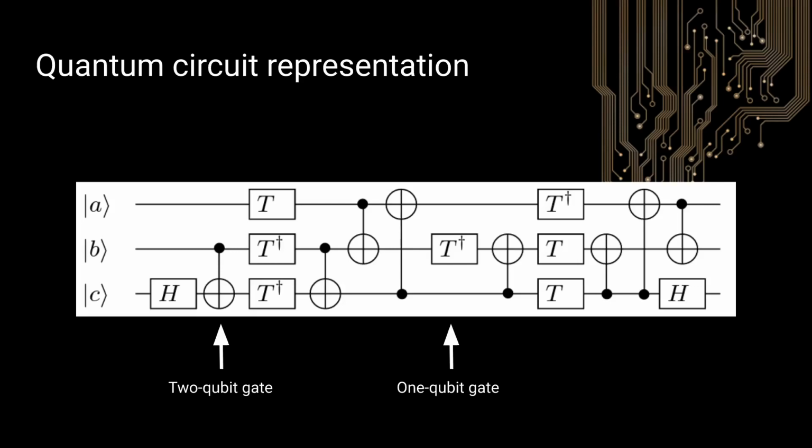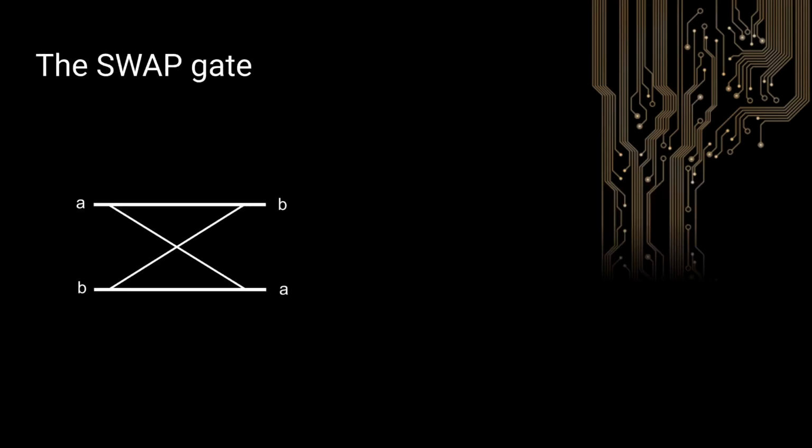There are a variety of quantum gates, but for now it is enough to know that there are 1 qubit and 2 qubit quantum gates, which perform quantum operations on 1 and 2 qubits respectively. There is a special gate called the swap gate. It is denoted like a cross between two interacting qubits, and its function is basically to change their positions.